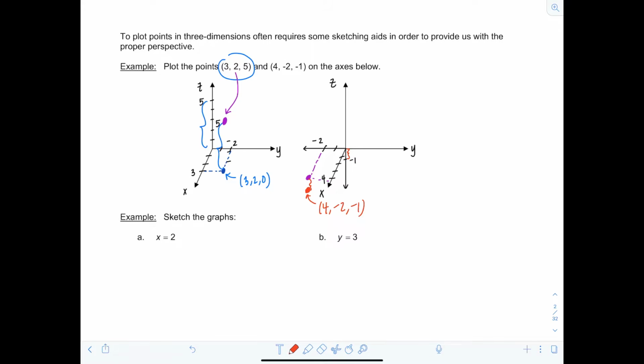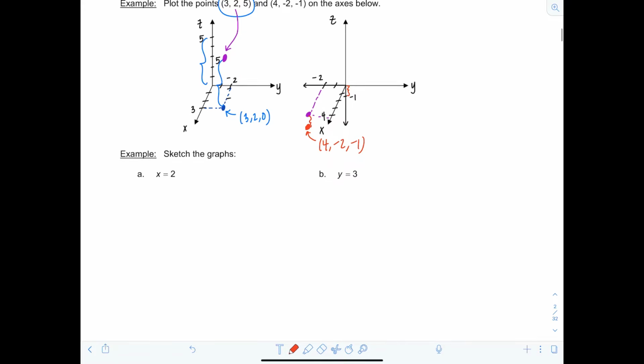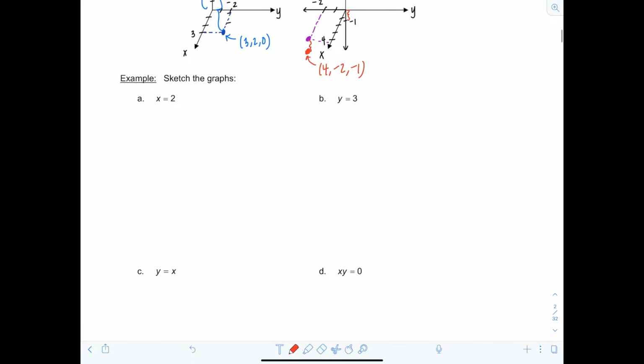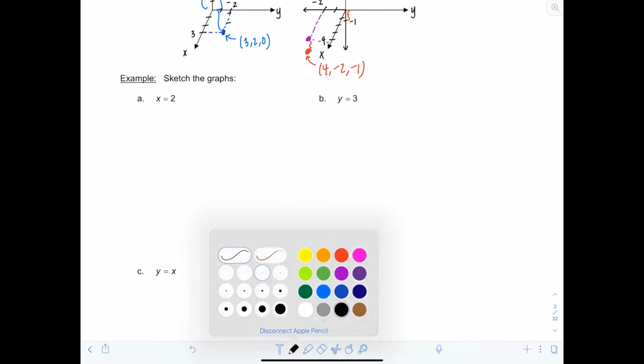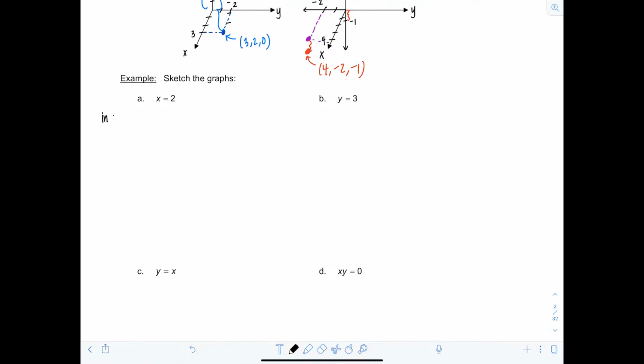Now we're going to practice sketching some graphs here, and we're going to do their equivalent in 2 space as well as in 3 space. Okay, so first example, say we're graphing x = 2. Well, in a 2-dimensional coordinate system in 2D, here's my xy plane. Well, what does this equation represent the graph of? It's just the graph of a vertical line, right?